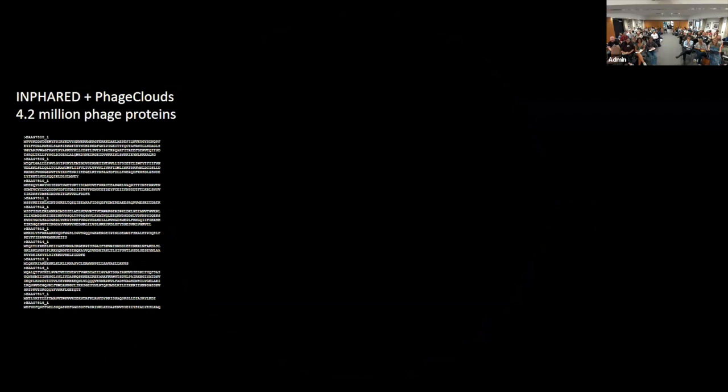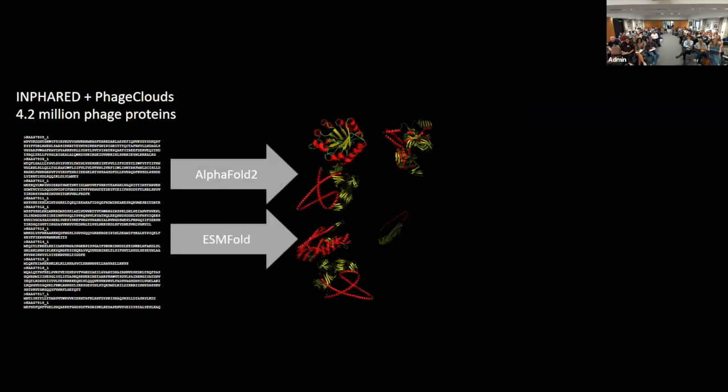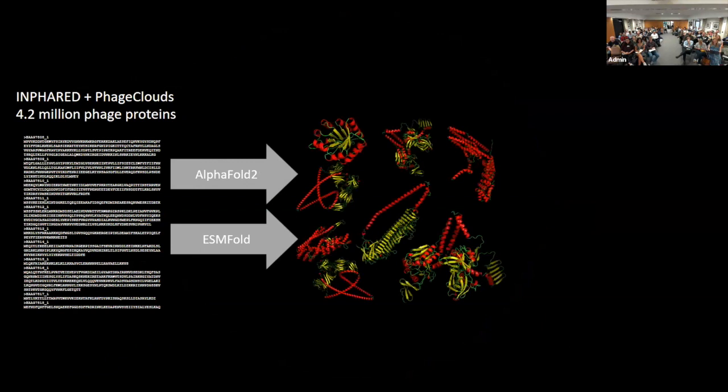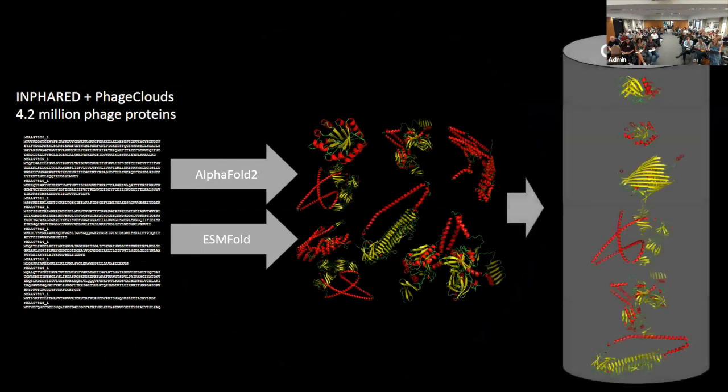So what we did is we collected 4.2 million phage proteins from the antimicrobial resistance database and from our phage cloud database. We predicted structures with AlphaFold and ESMFold, and then we created the PyAlpha database. We also ran the Brox annotation on all the proteins, so that we can categorize, cluster and group the different clusters of the structures into functional clusters, and then create this database. And then we started playing around with what we can do with it.